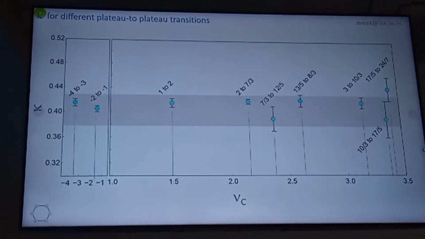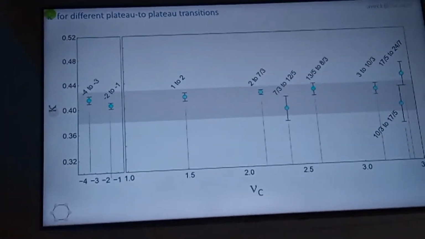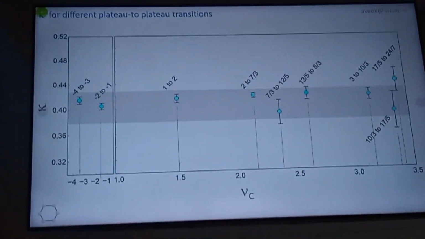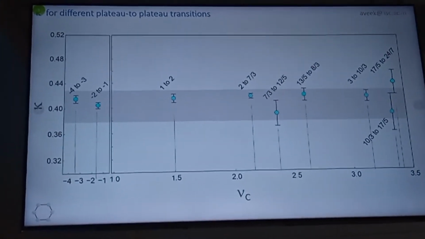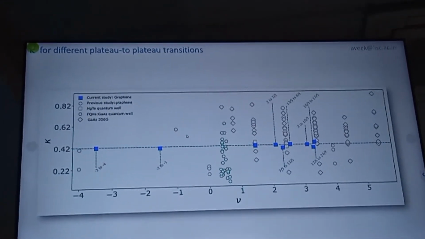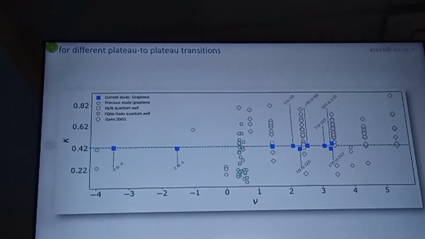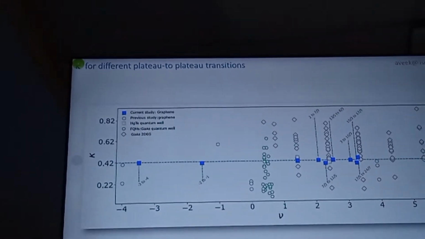So here is our data. This is the theoretical 0.41. And you can see that once we have eliminated this long range scattering, the data for all integer and fractions just collapse into a narrow band. So to compare, these blue dots are our data, and the rest of the thing is what has been observed over the last 30 years.